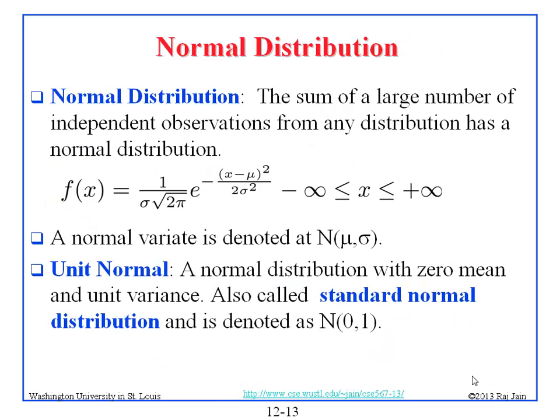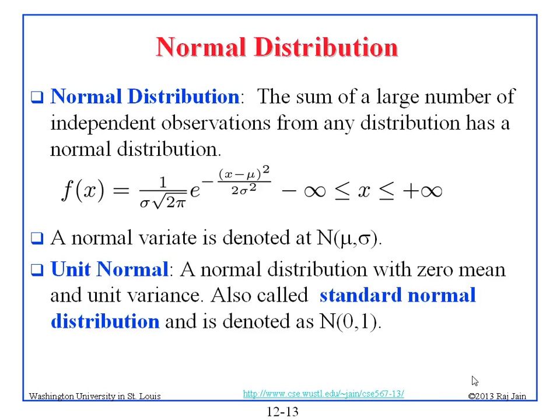Then we move on to normal distribution. Now, the normal distribution is this function. Density function is 1 upon sigma square root of 2 pi e raised to minus x minus mu whole square upon 2 sigma square, and it goes from minus infinity to plus infinity. You never really use this expression for anything because it's very difficult to handle to begin with. But this is the most common distribution. That's why it is called normal distribution.